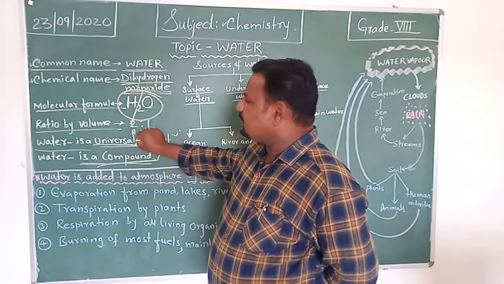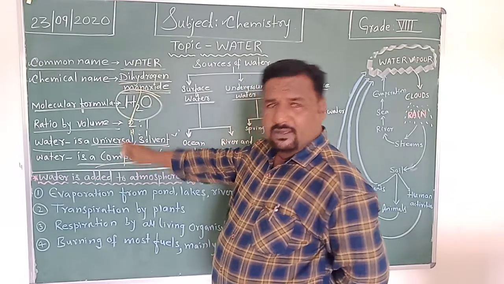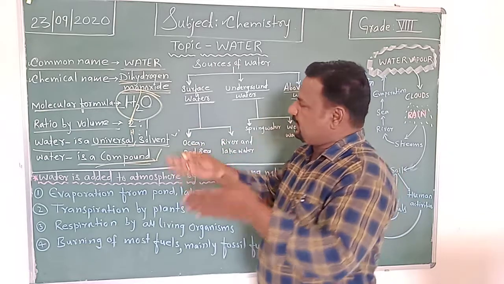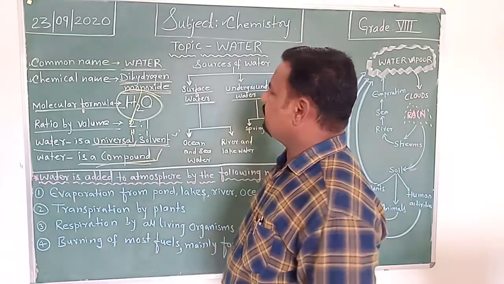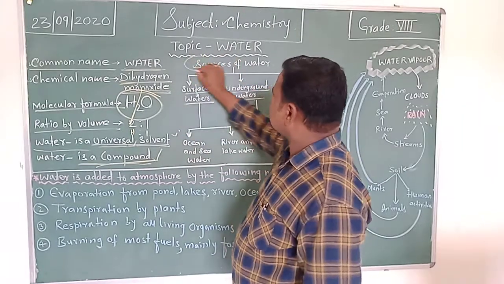Water can be called a universal solvent. Why is it called a universal solvent? Because most of the substances dissolve in it, so it is a universal solvent. On the other hand, what is given? The sources of water.